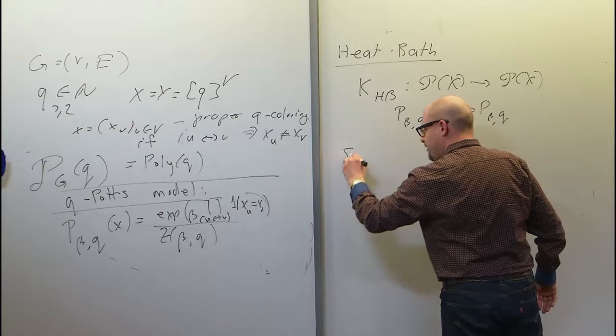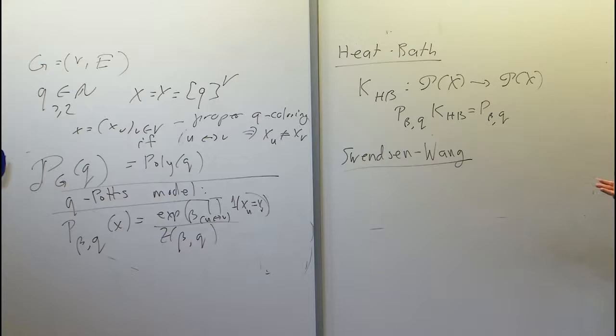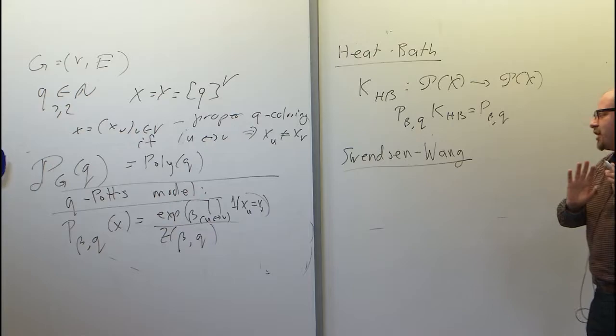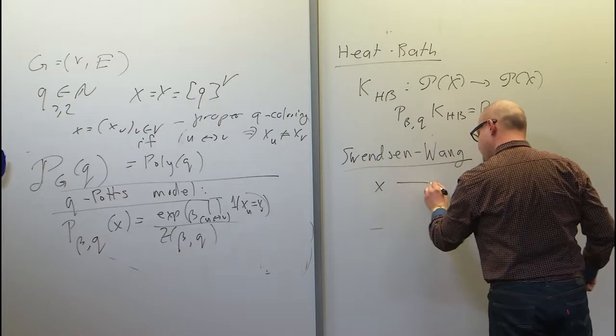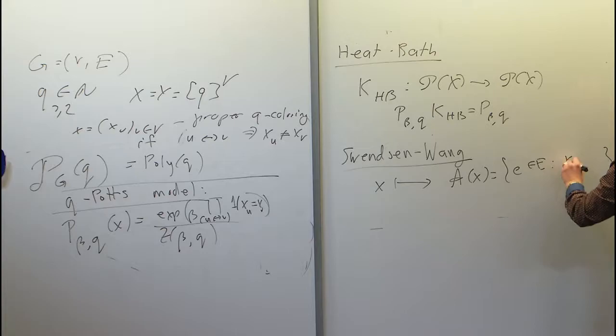The other well-known algorithm is called Swendsen-Wang. So this heat bath goes back to Roy Glauber's work from like the 1960s. Swendsen-Wang was published in 1987 or something like that. It's a bit more complicated than that. The idea is that for any configuration X, let me associate it with a set A_X of edges such that X_u is equal to X_v, where the edge is this uv. Right, so all edges that violate the constraint.